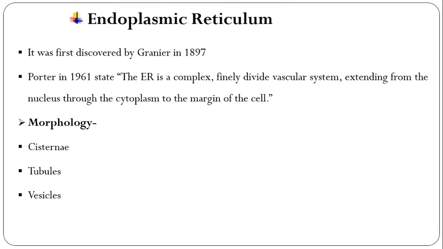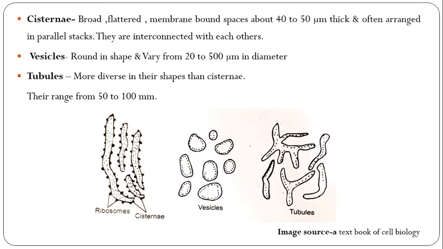Morphologically, the endoplasmic reticulum occurs in three main forms: the cisternae, tubules, and vesicles. See in this diagram, cisternae are parallel in line, vesicles are round in shape, and then tubules. The cisterna is a broad flattened membrane-bound space about 40 to 50 micrometer thick, often arranged in parallel stacks. They are interconnected with each other.